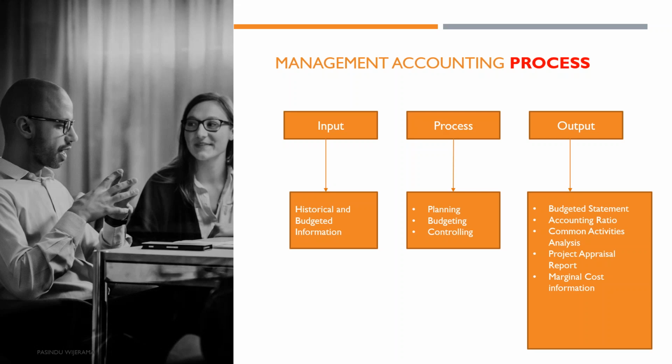Hope you could understand, right? Then let's talk about these one by one. So, puta, what are the outputs of the management accounting? Budgeted statements. Now for next year, what will the income be, what will the expenses be, what is the cash requirement, everything. Accounting ratios, common size balance sheets. We'll talk about these things later, right?